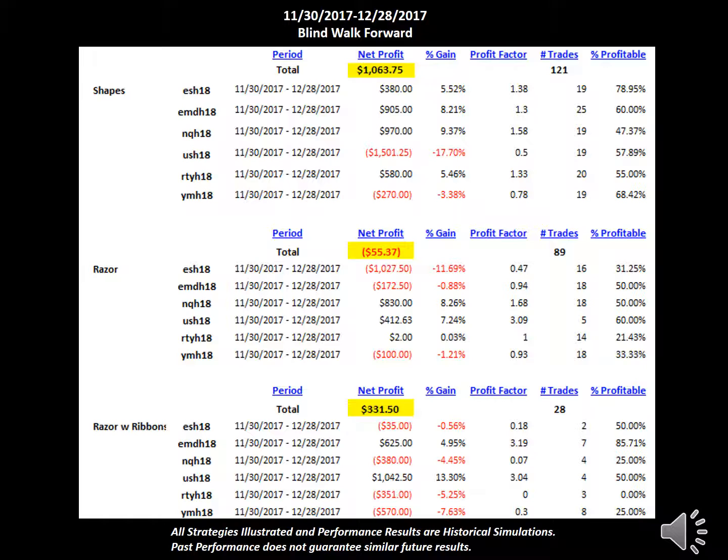Razor basically had a $55 loss. That's basically a scratch. The NASDAQ that I trade made 830, and that's pretty decent, and that's really kind of what I was concerned with. And Razor with ribbons, that group made 331.50, and that did pretty well.